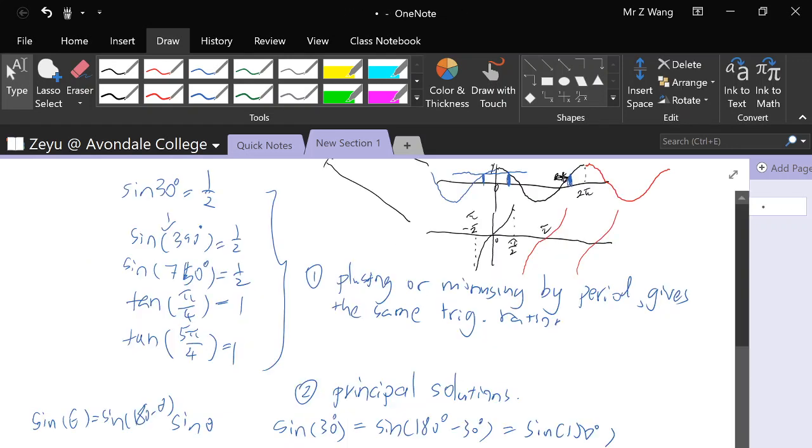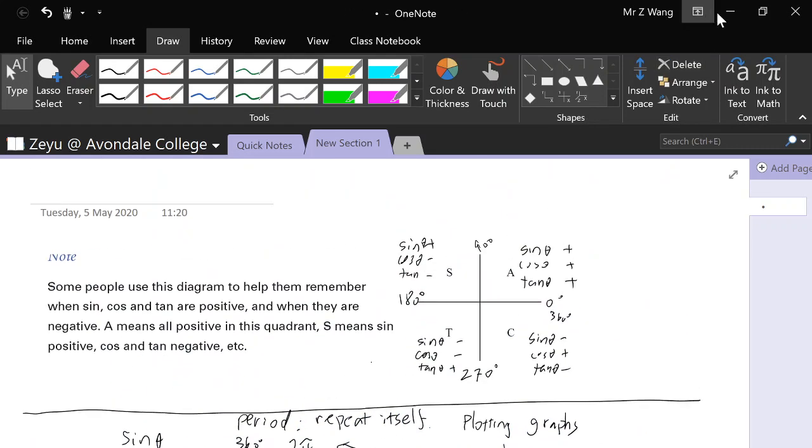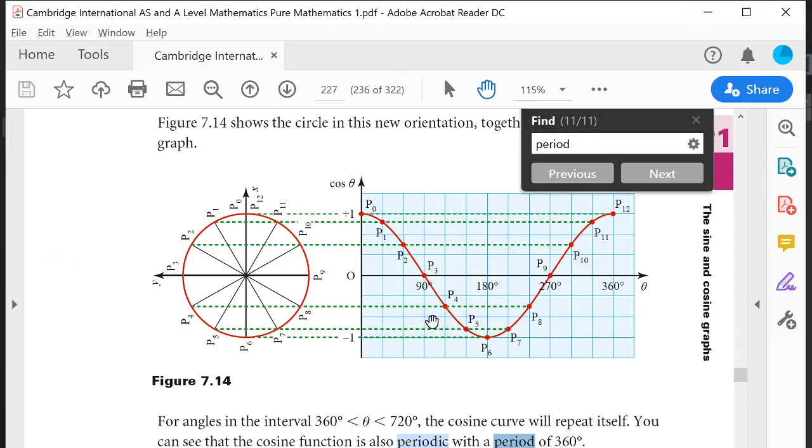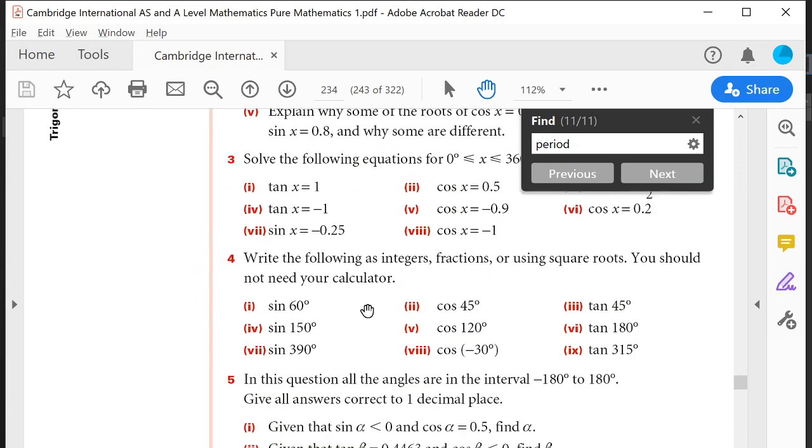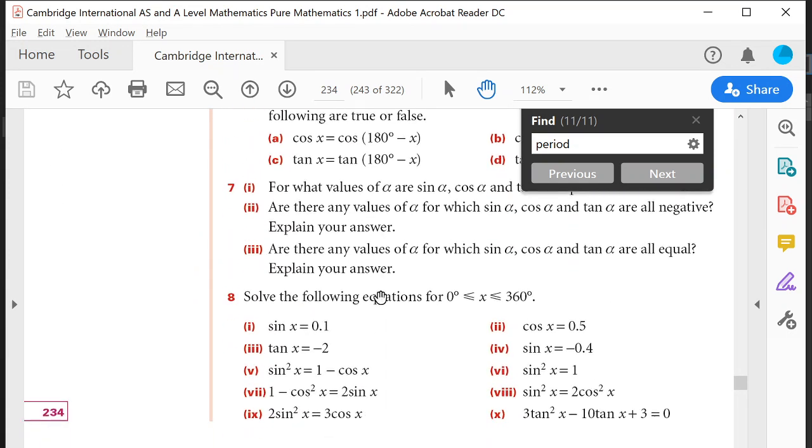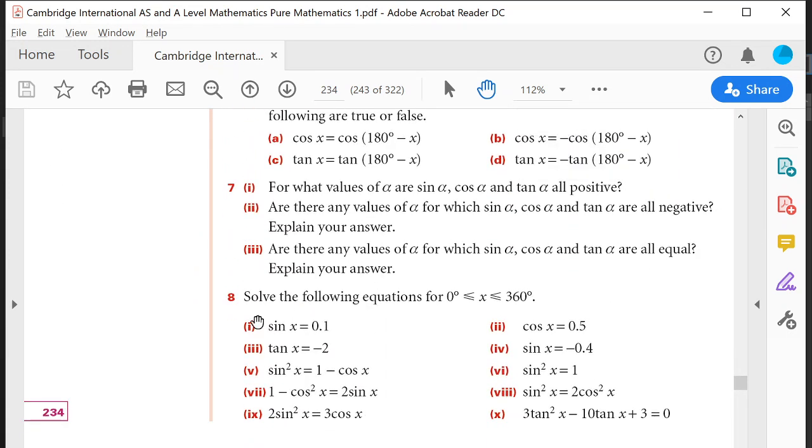So after we explained the framework, we have to go back. Remember this CAST thing, right? Then we're going to look at these questions. Question number 8. Solve sine x equal to 0.1.